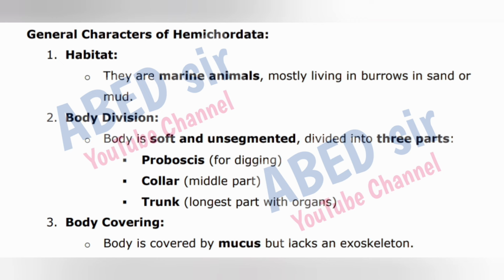1. Habitat. They are marine animals, mostly living in burrows in sand or mud. 2. Body division. Body is soft and unsegmented, divided into 3 parts. Proboscis, for digging. Collar, middle part. Trunk, longest part with organs. 3. Body covering. Body is covered by mucus but lacks an exoskeleton.